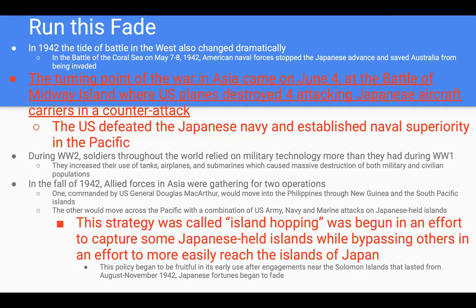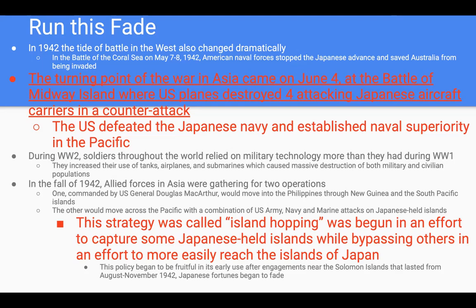So aircraft carriers are like big little cities, and they cost a lot to make. And especially when the U.S. is now cutting off supplies to Japan because of what happened, right? Duh. Japan has to somehow fight a war, but also build more aircraft carriers. It's a tough ask, and that is why it's a turning point in the war. The U.S. defeated the Japanese Navy and established naval superiority in the Pacific.